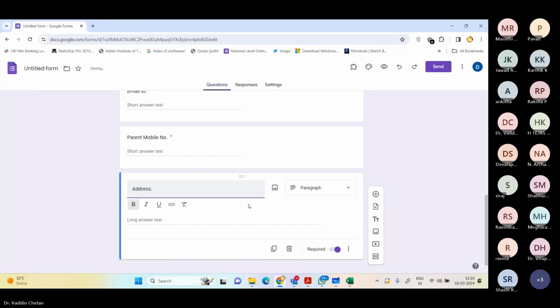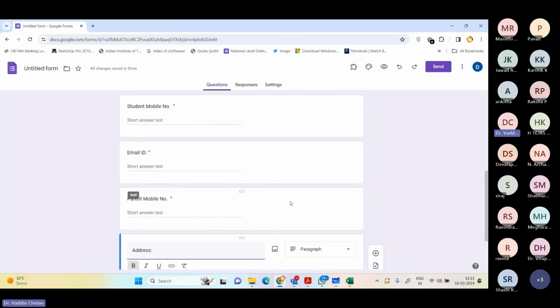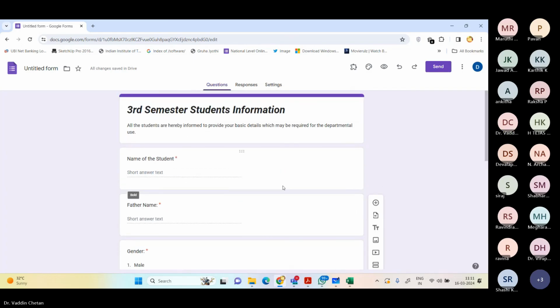For this address, you can see that address will be more than one line. So for that, it has taken it as a paragraph, right? So I'm making it mandatory. So these are the basic questions which I need, right? And this I can write as some student information, and I can customize this theme also, right?